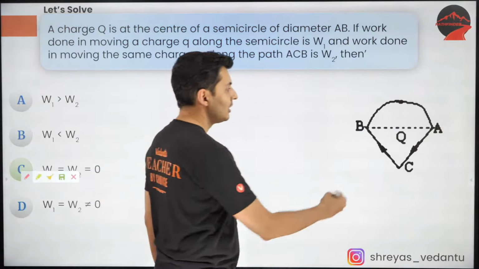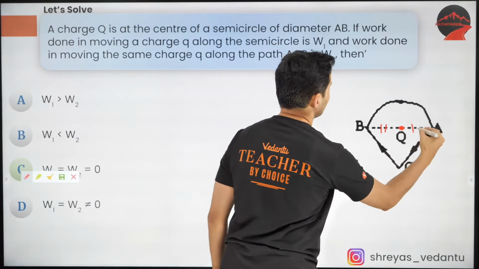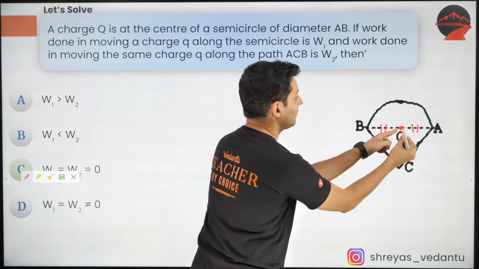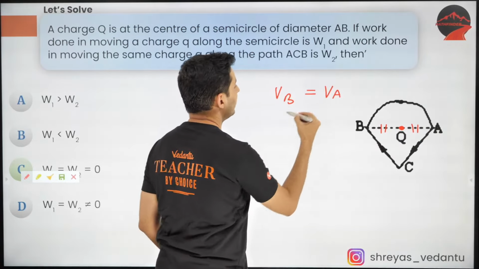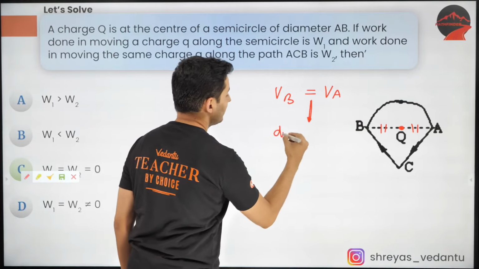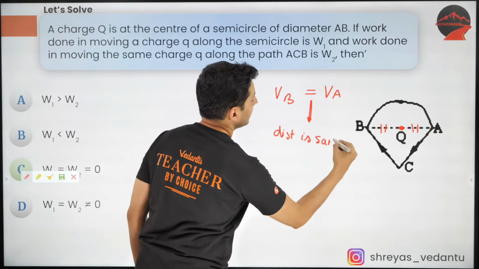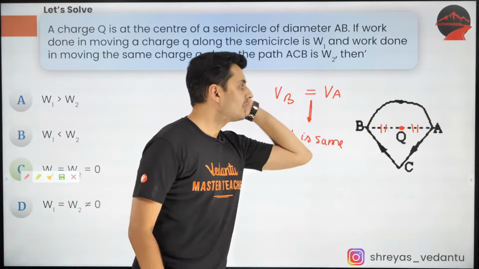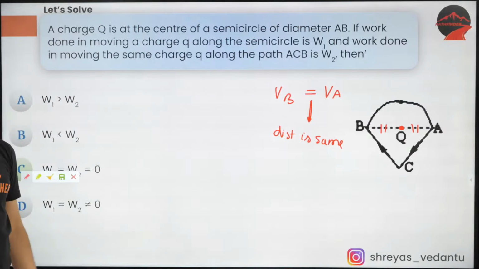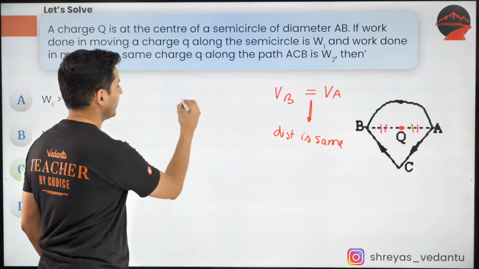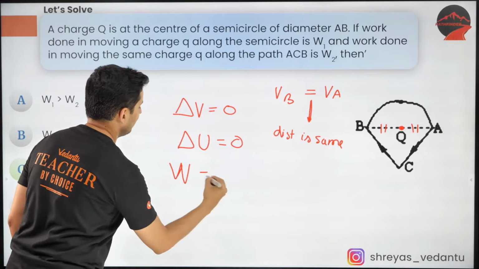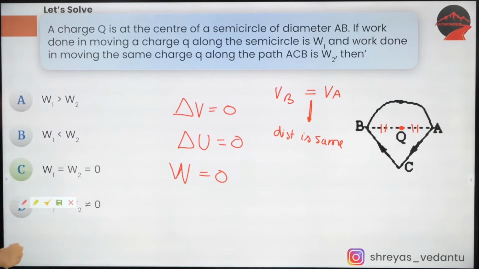Reason: you have that charge over here. This distance is equal to this distance. Because of this charge, the potential at B and the potential at A will be equal, because the distance is the same. Remember, this charge to B and this charge to A, the distance is the same. So the potentials are going to be equal. So potential difference 0, work done 0, energy change 0. All of them are going to be 0, and hence this is the correct answer. Very good. I hope this is clear.